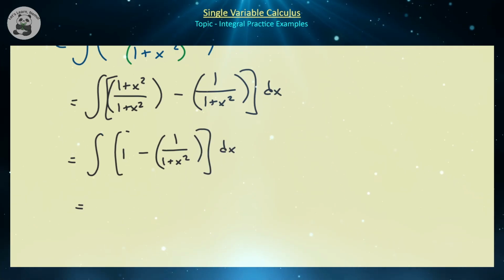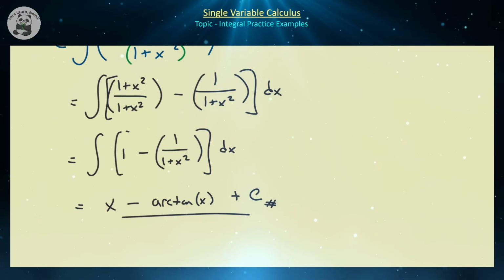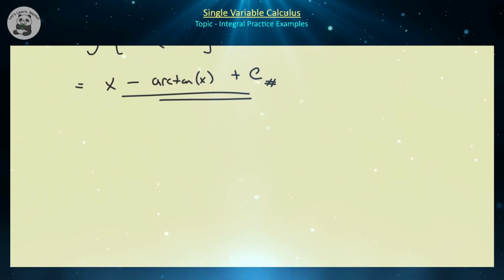Right? So now I have the integral of 1 minus 1 over 1 plus x squared dx, which is very easy to solve. The integral of 1 is just going to be equal to x. The integral of 1 over 1 plus x squared is going to be equal to the arc tangent of x plus some arbitrary constant c, and that is our answer. Very nice, actually. So now that we've made a little easy example, let's make things a little bit more fun and exciting.